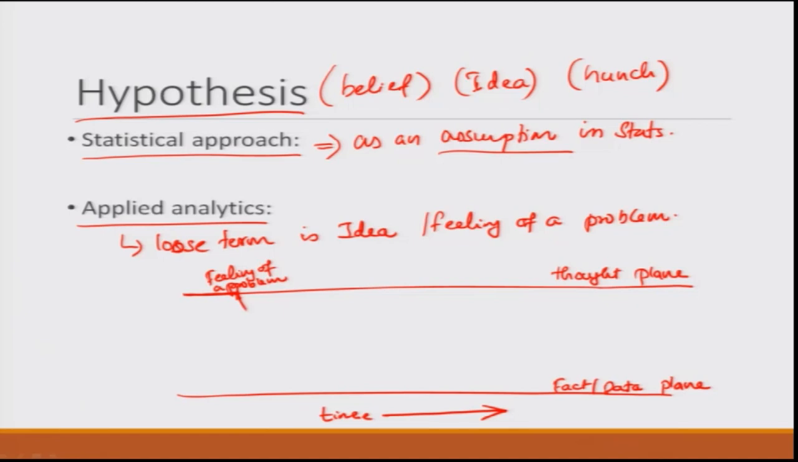Once you have that, you move to the data plane with a process called explore. Explore to see whether the feeling about the problem is right. Then you look for relevant data. You travel in time and try to find relevant data. Once you are convinced, you go back up to the thought plane by a process called formulate. With the formulation in the thought process along with the data, you end up defining the problem.